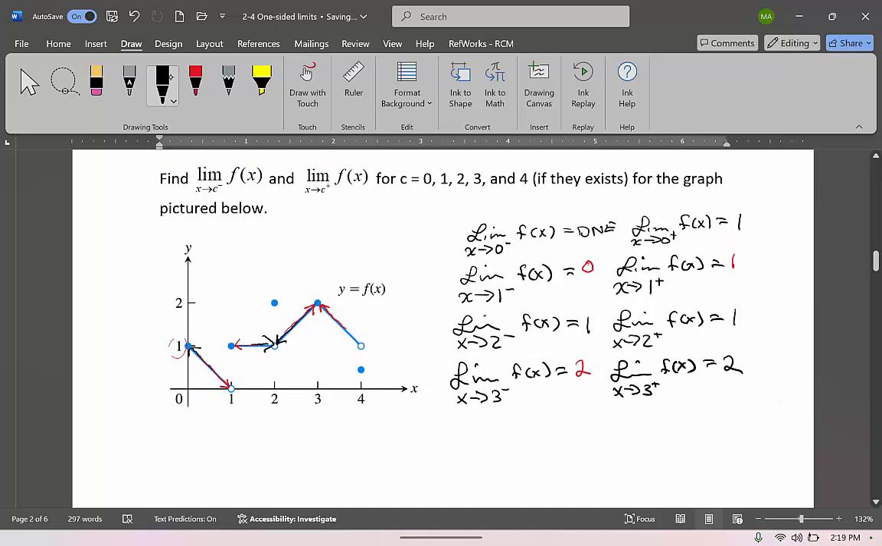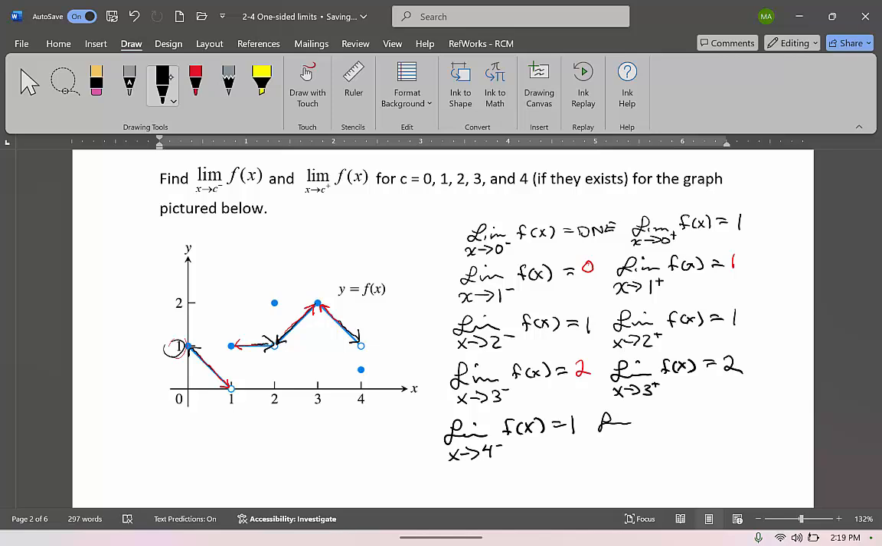Okay? And then the last one is at 4, so if we look at the limit as x approaches 4 from the left, that would be approaching from this piece. And we can see here that our y values are again approaching 1.